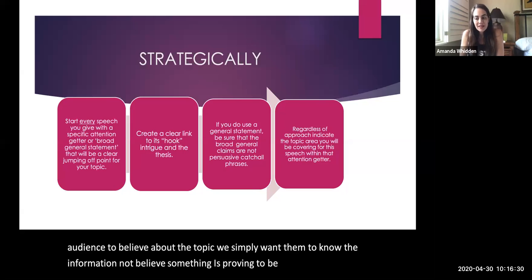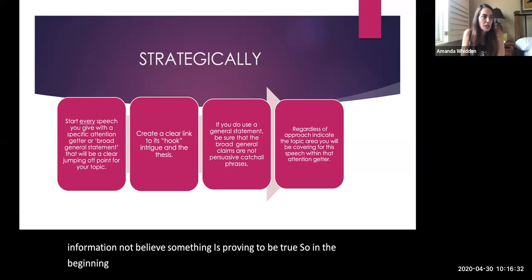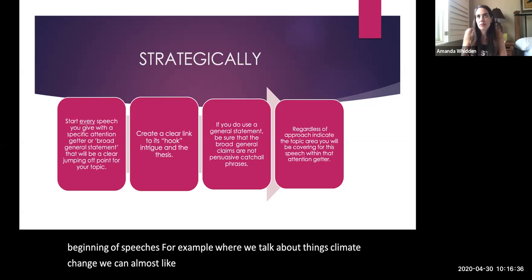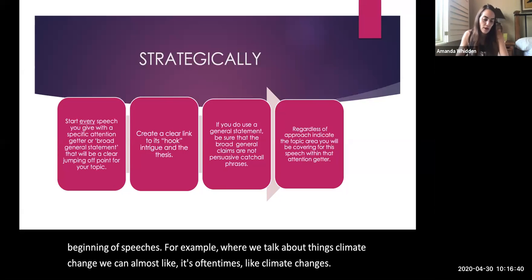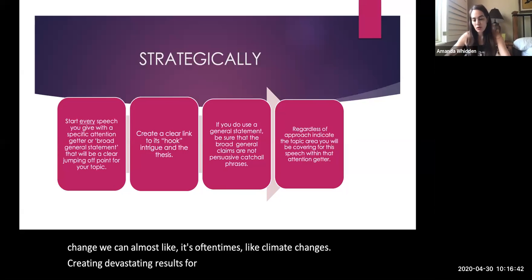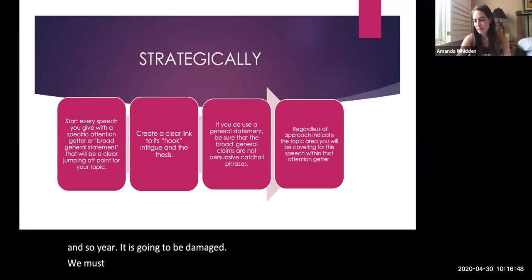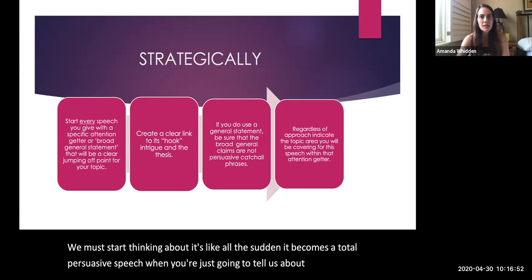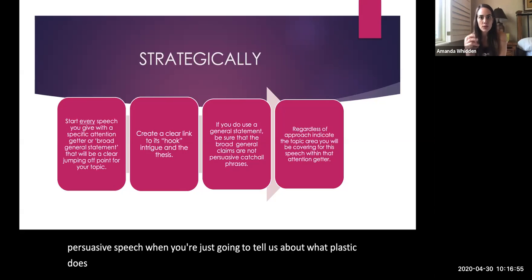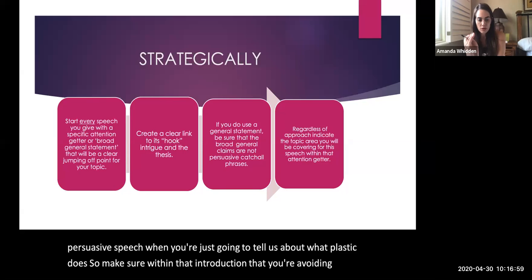So in the beginning of speeches, for example, where we talk about things like climate change, it's oftentimes like, climate change is creating devastating results for our environment. And by such-and-such year, it is going to be damaged. We must start thinking about it. All of a sudden it becomes a total persuasive speech when you're just going to tell us about what plastic does. So make sure within that introduction that you're avoiding that persuasive call.